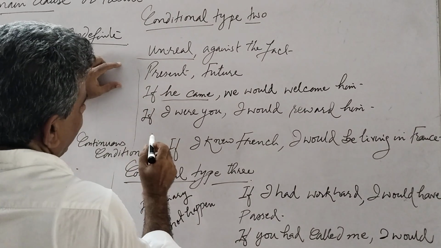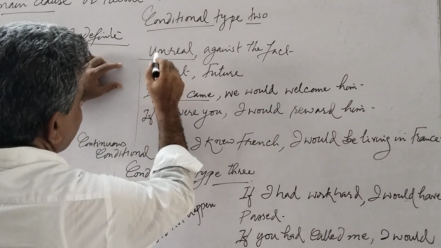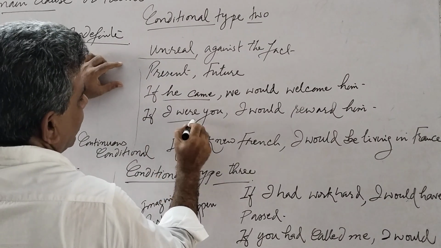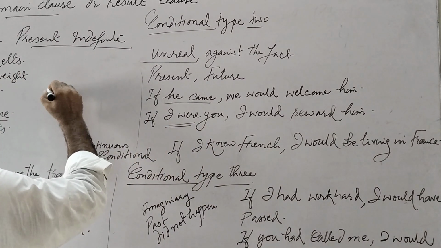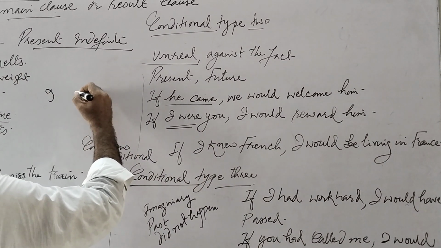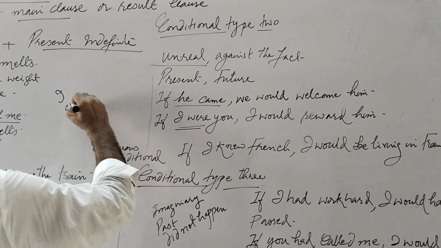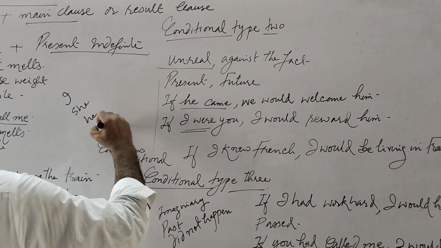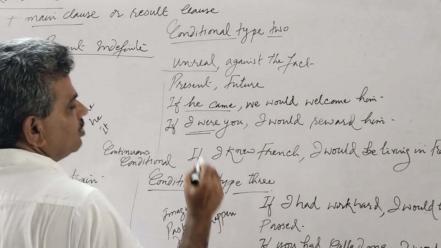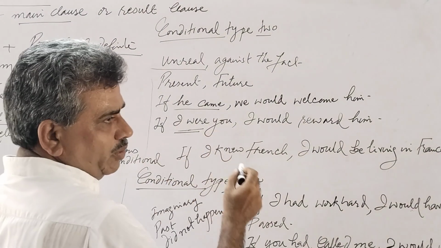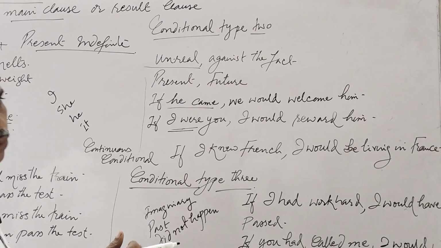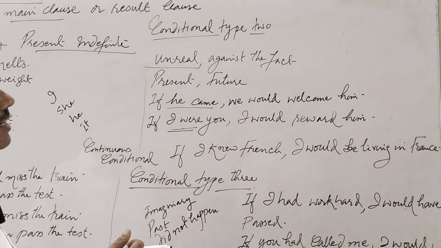We have to see here that as it is unreal past, we can use singular pronouns I, she, he, and it. We have to use were also. Here we have used if I were you. It means that I am not you. It is unreal. It is against effect.